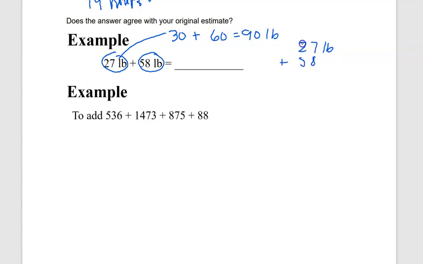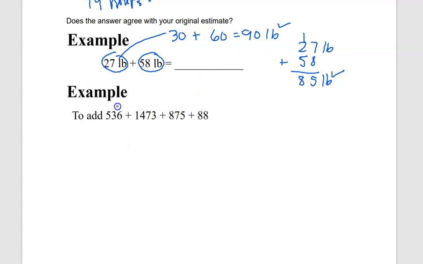Now I'm lining up the ones and the tens. 7 and 8 is going to give me 15. Carry the 1. 5 and 2 and 1 is going to give me 85. 90 pounds, 85 pounds, that's pretty close. So I'm probably on the right track.